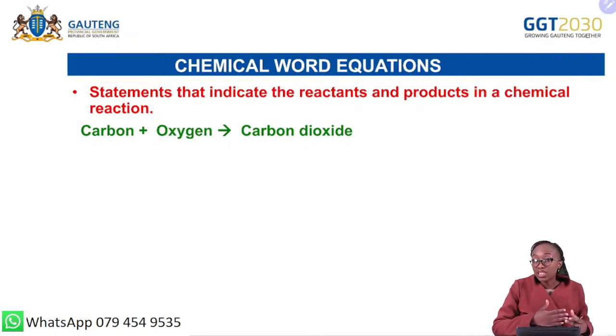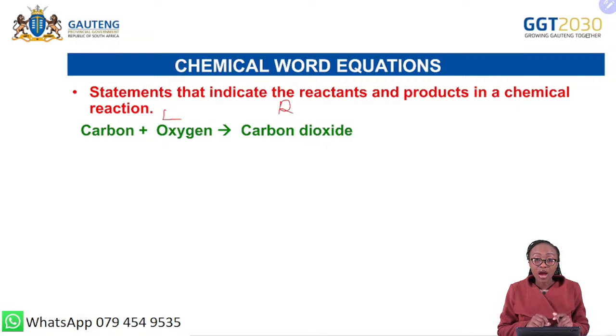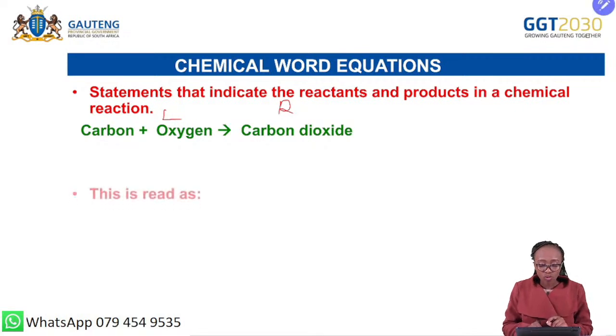Remember earlier on in today's lesson, we said reactants are always found on the left-hand side of the arrow and products are always found on the right-hand side of the arrow, and the arrow always points towards the products. Make sure when you're writing your chemical word equation, your arrow is pointing towards the product, you write your reactants on the left-hand side, and your products on the right-hand side. Always make sure of that.